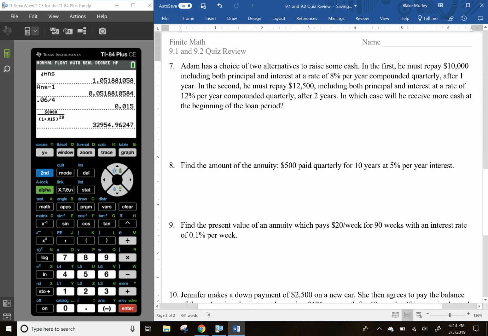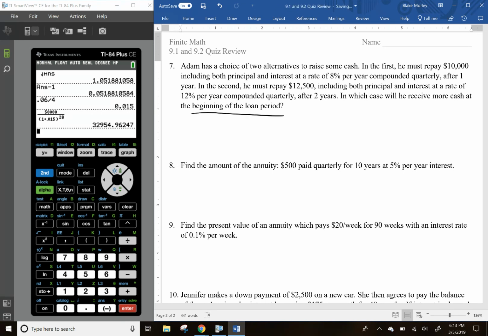All right, number 7. Adam has a choice of 2 alternatives to raise some cash. In the first, he must repay $10,000, including both principal and interest, at a rate of 8% per year compounded quarterly after 1 year. In the second, he must repay $12,500, including both principal and interest, at a rate of 12% per year compounded quarterly after 2 years. In which case will he receive more cash in the beginning of the loan period?